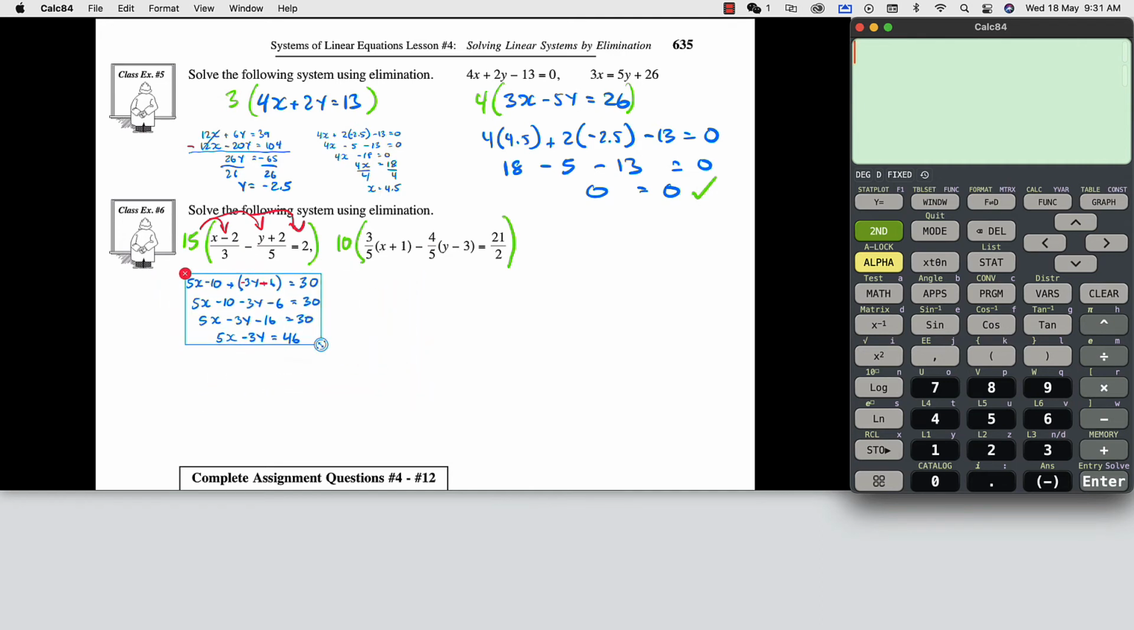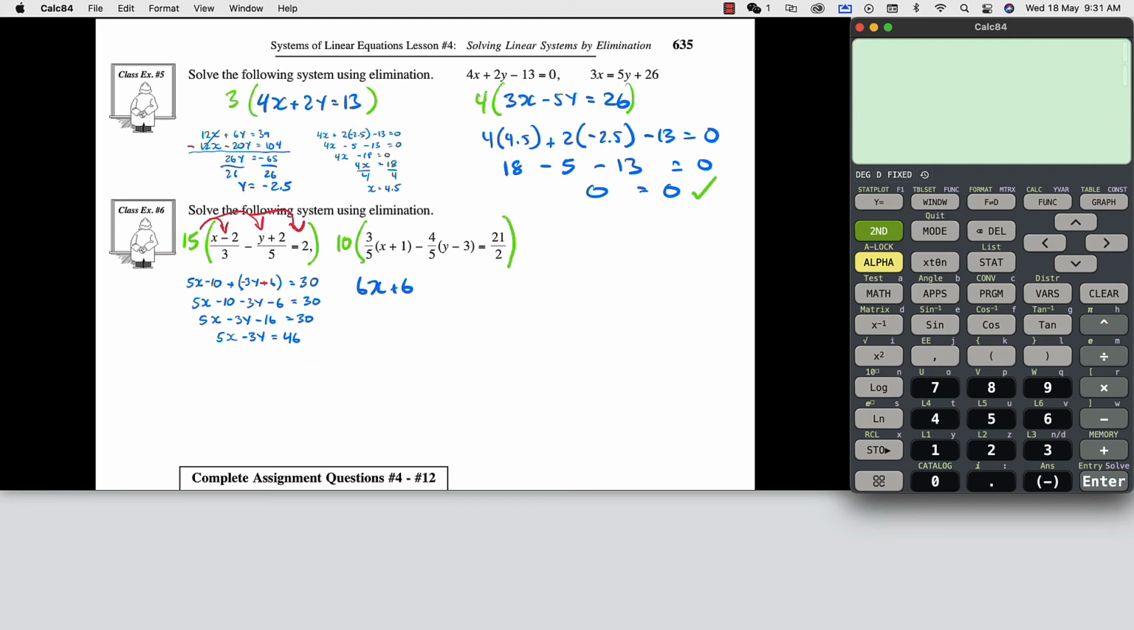Okay, and we'll take a look at the second one. So we're multiplying everything by 10. So 10 divided by 5 is 2, and 2 times 3 is 6. So we're going to multiply everything in that first bracket on the first term by 6. So we're going to end up with a 6x plus 6.